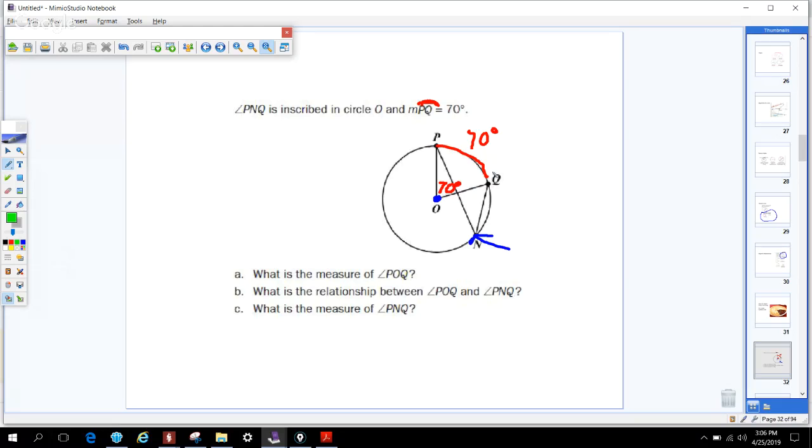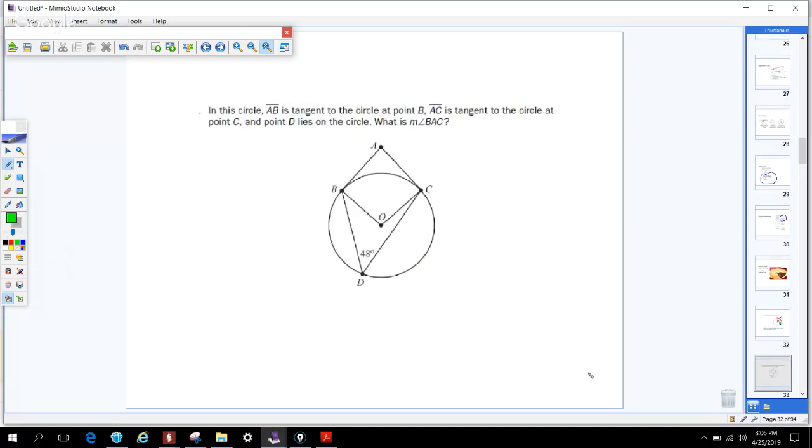Half. So if this is 70, what's left here? 35. That problem is done. What's the relationship between the two? You could say POQ is twice the measure of PNQ. You could say PNQ is half the measure of POQ. You can say it however you want, but that's pretty much what that problem is about.